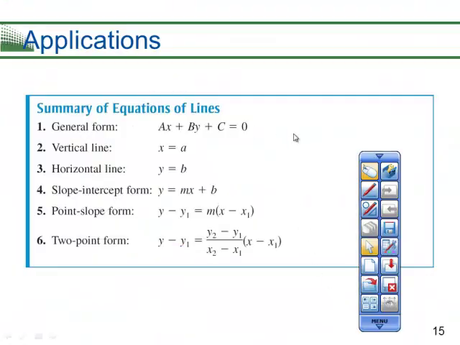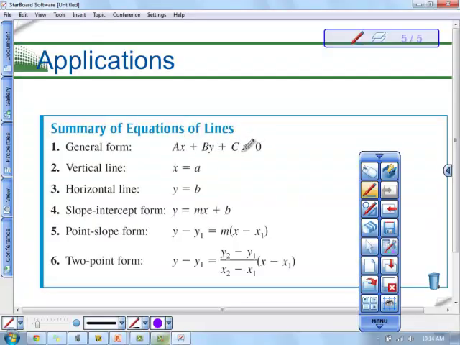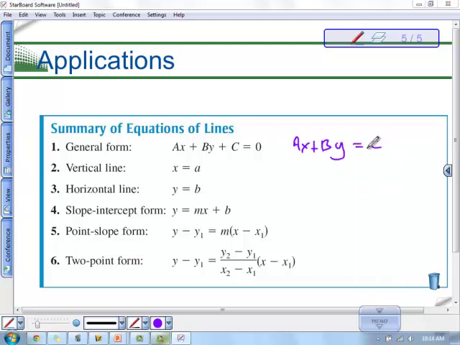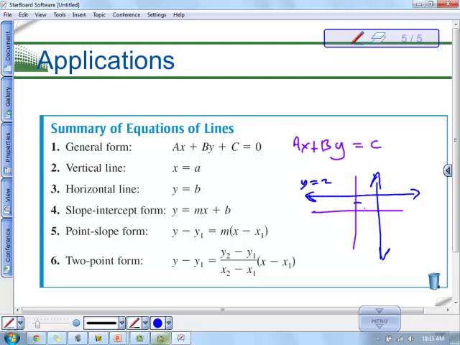So to summarize, we have the general form of a line, which is Ax plus By. I usually say equals C. So I usually say Ax plus By equals C. So move C to the other side. Vertical lines have the form x equals a number, because for a vertical line, x always equals a number, but y can be anything. So x equals 4, for example, and y can be anything. Horizontal lines have the equation y equals a number, like y equals 2, for example. Y equals 2, x can be anything, but y always has to be 2.